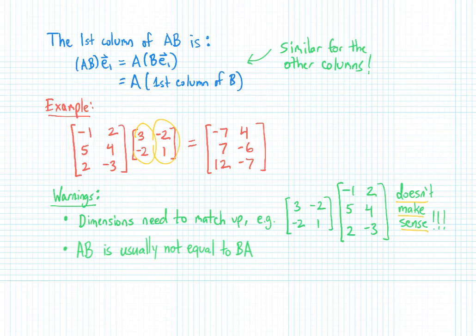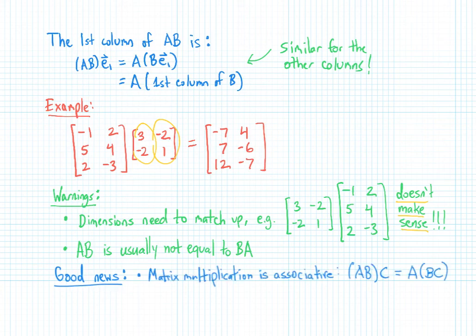That leads us to another warning, which is that matrix multiplication is not commutative, in the sense that AB is not usually equal to BA. We just saw an example where AB makes sense, but BA doesn't even make sense. That can happen, but even in the cases where they both do make sense, they're usually not equal. So that's some bad news, but I'll finish up with some good news.